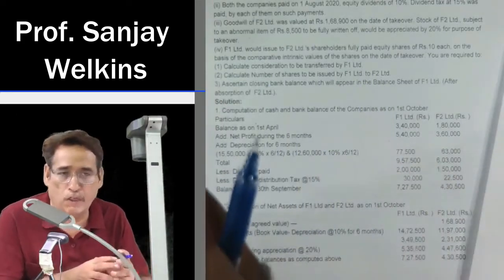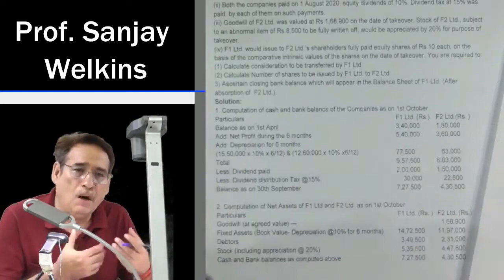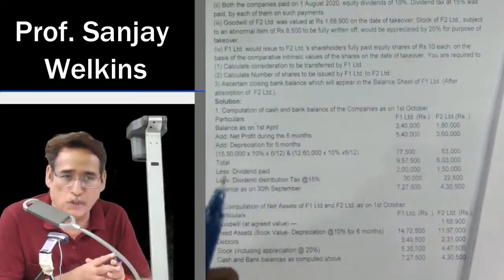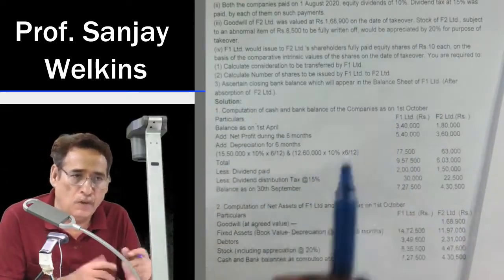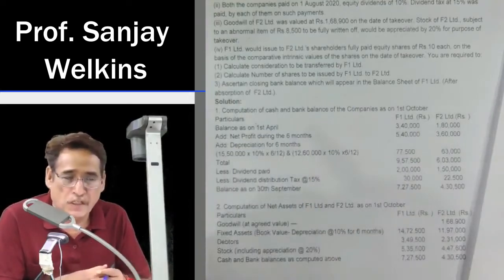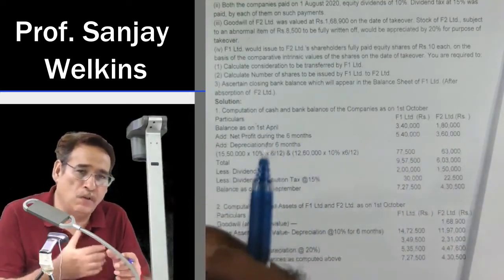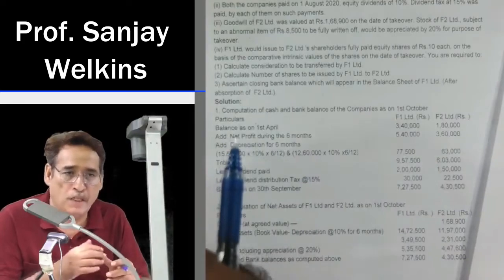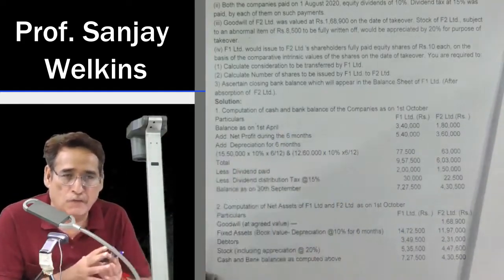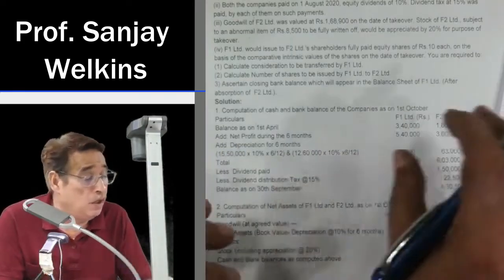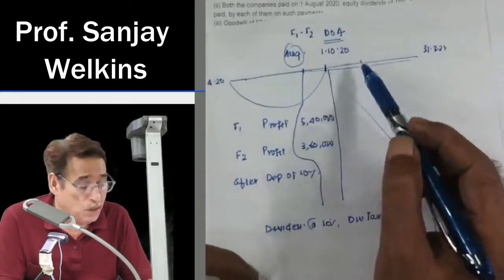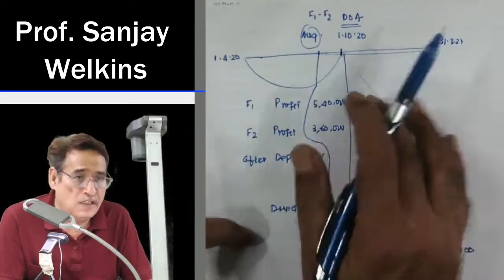Generally in the question you won't be asked to prepare ledger accounts or pass entries or something like that. You will be simply asked the computation of the number of shares and the amount of consideration. Now you think for a while how you are going to compute the consideration and the number of shares to be issued by acquiring company F1 to F2 Limited. For that, you will first have to compute intrinsic value of share on the date of takeover. Now the date of takeover is actually 1/10/2020. So on this date you need to know their assets and liabilities.